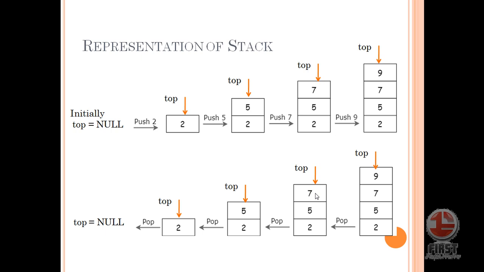During the next deletion phase, 7 will be deleted and 5 becomes the topmost element. Similarly, now 2 becomes the topmost element, thus top will be pointing to 2. As soon as we delete 2, or we delete the last element of the stack, top will again be pointing to null. So this is a representation of stacks. Very simple, very easy to understand. You all might be knowing this before.